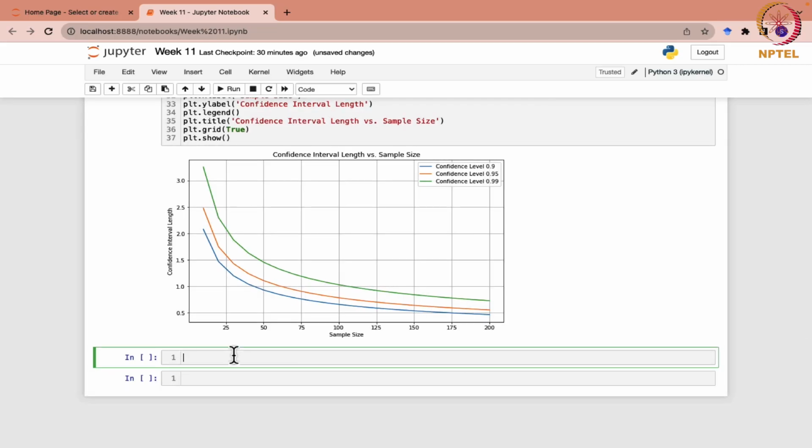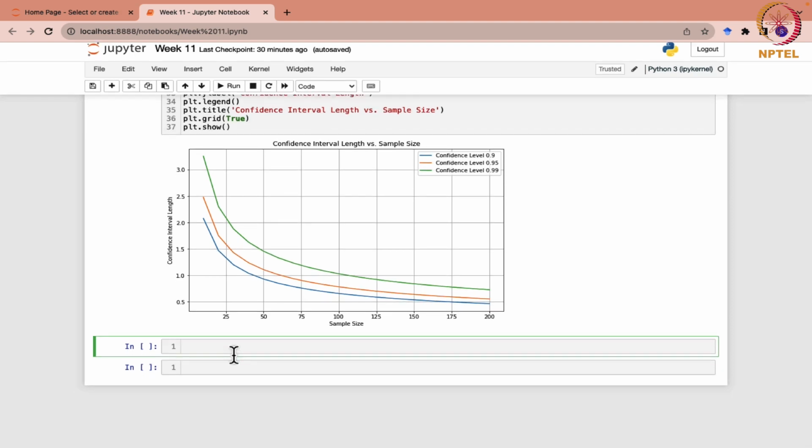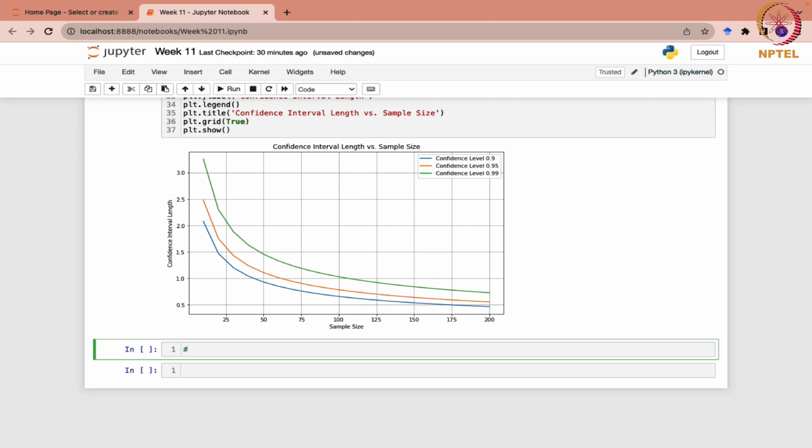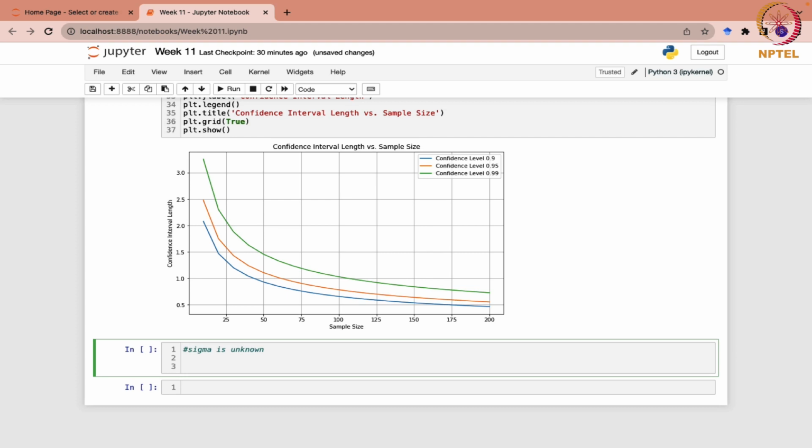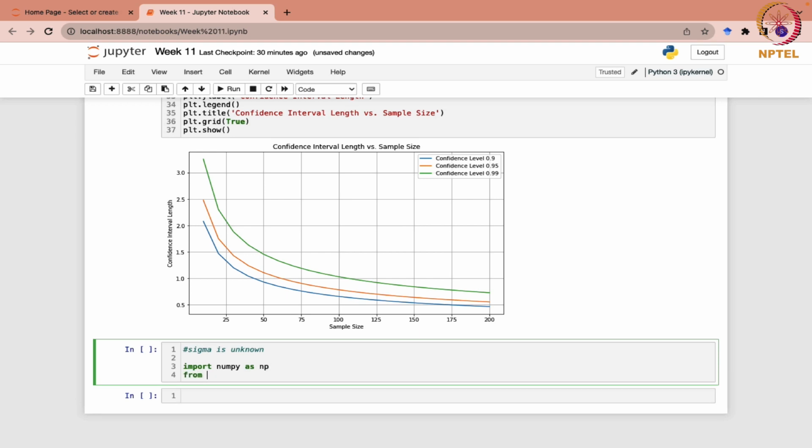So we have seen the situation when sigma is known to us. The other case we have been studying is when sigma is unknown. Whenever sigma is unknown, we know that the t distribution comes into the picture. So let me import numpy as np, and from scipy.stats import t distribution, because we are going to work with t over here.